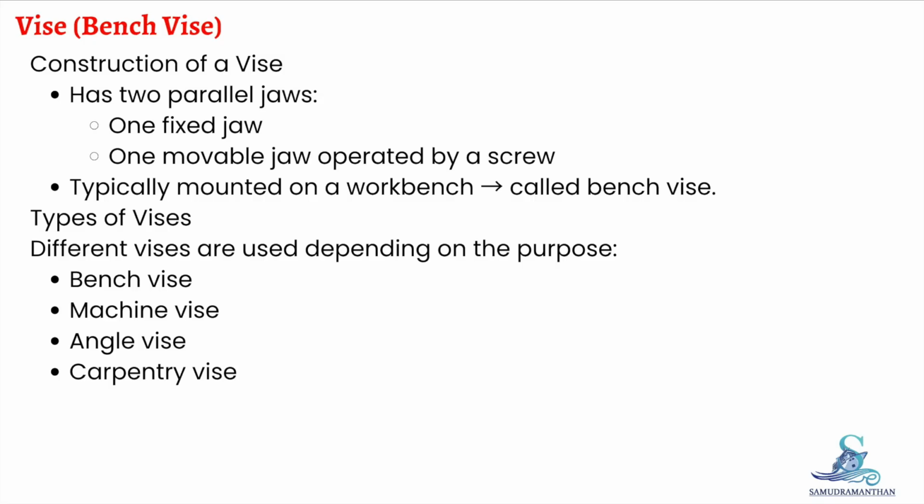There are different types of vises depending on the purpose. Bench vises, machine vises, angle vises, carpentry vises. Regardless of the type, the primary purpose of the vise is to hold the workpiece securely so that work can be done accurately and safely.